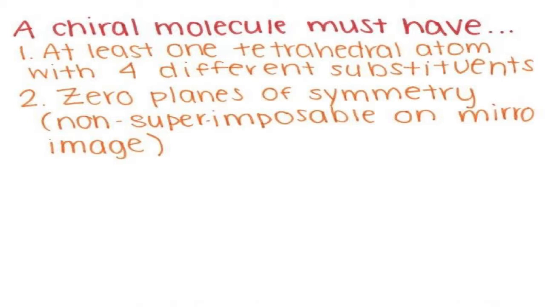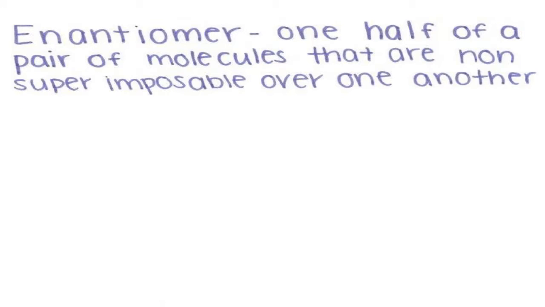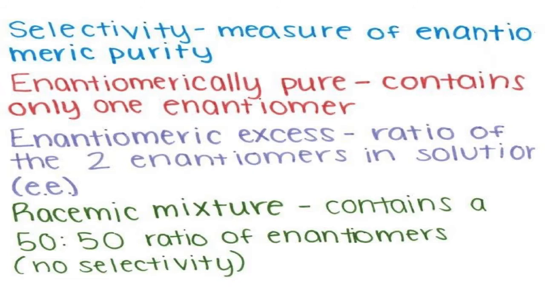For a molecule to be considered chiral, it must contain at least one tetrahedral atom with 4 unique substituents bonded to it, and it can have 0 planes of symmetry. We call one half of a pair of molecules that are non-superimposable over one another an enantiomer. As a pair, they are enantiomers.